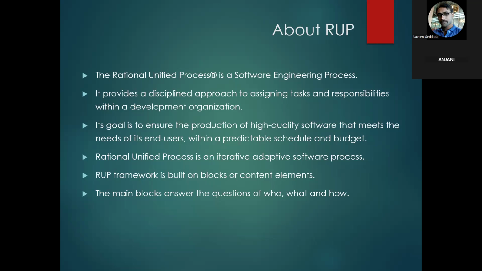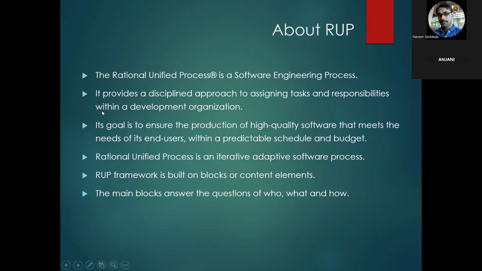And the Rational Unified Process is an iterative, adaptive software process which supports the agile framework, and it is built on blocks or content elements. Whenever we have a block, we need to answer the questions of who, what, and how. So these are the main blocks of the Rational Unified Process.